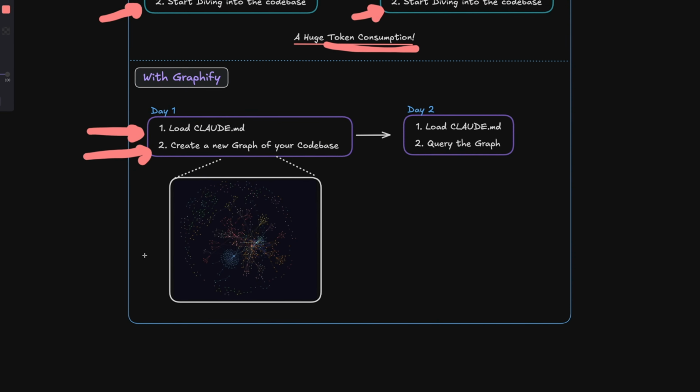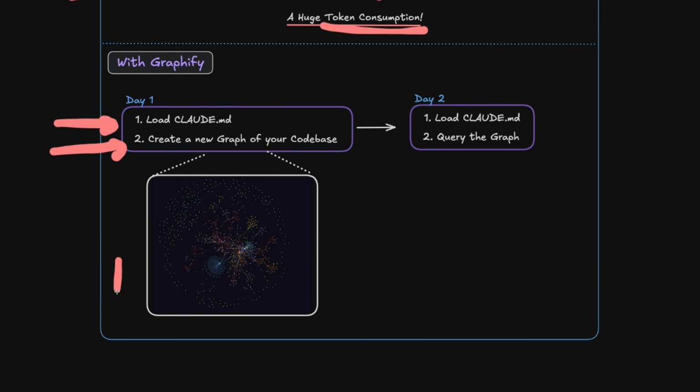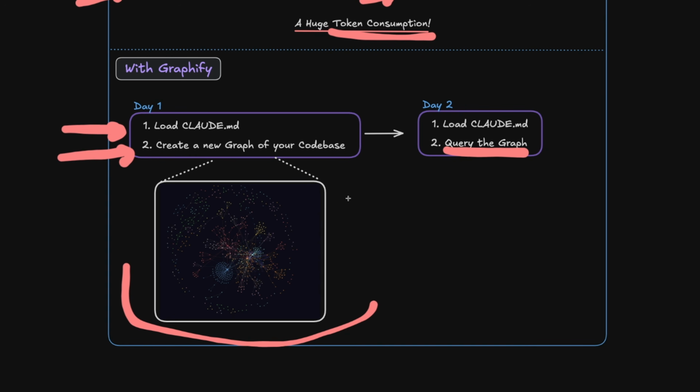Let's continue with our diagram. So on the first day, we have a graph that represents our whole codebase. So in the next session, we can use this graph and learn from previous executions. And instead of searching the whole codebase, we can just query the graph. But what will happen when we change the codebase and the graph is not valid anymore? Don't worry, we're going to talk about it in a minute. Let's see it in action.